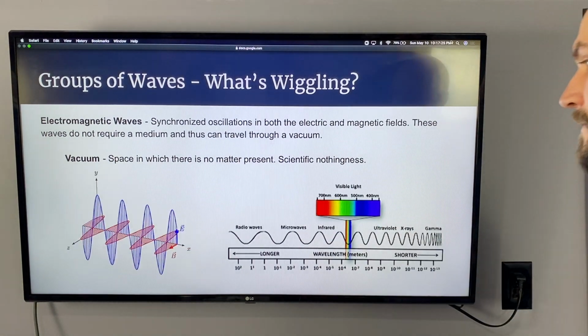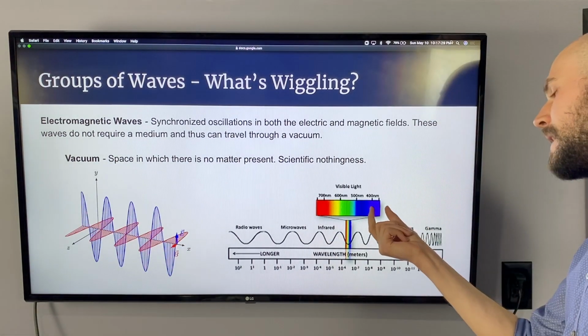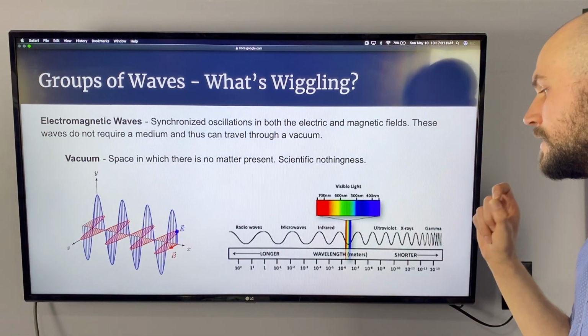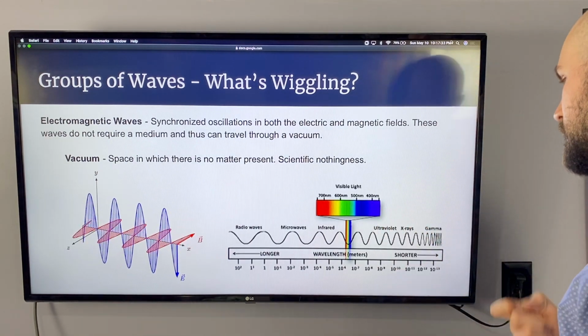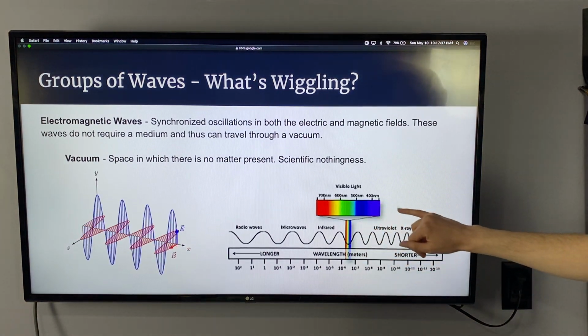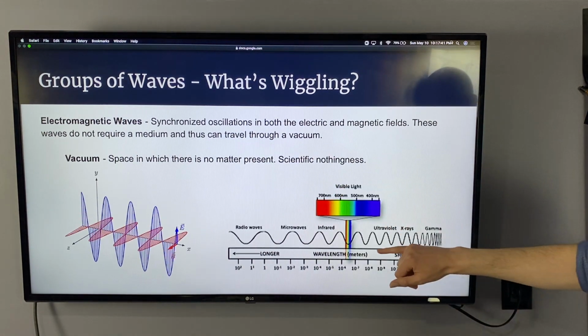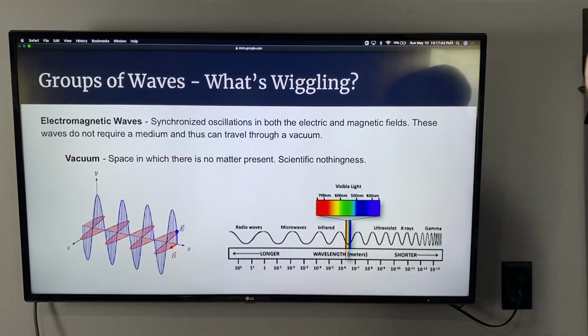Red is longer wavelength, less energy, and blue and purple are higher energy and lower wavelengths. They're tighter. And then eventually we get to ultraviolet radiation. Again, this is all light, different types of light waves, all electromagnetic waves. Ultraviolet gives you sunburn at the beach.